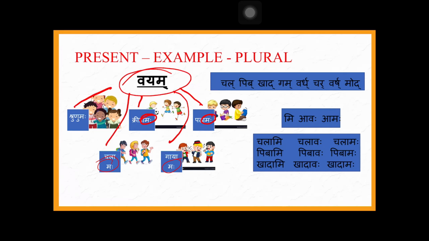So when you are using vayam, you need to remember you are using amaha. So vayam amaha. Vayam chalamaha, vayam pibamaha, vayam khadamaha, vayam charamaha, vayam gachamaha. So together we need to say chalamaha. This is how we need to use the plural form, present tense, Uttama Purusha, which means first person.